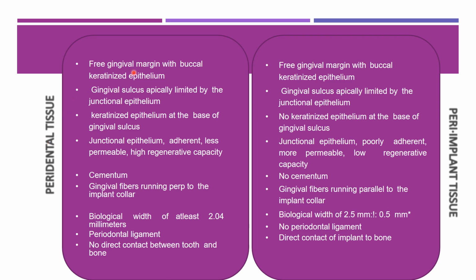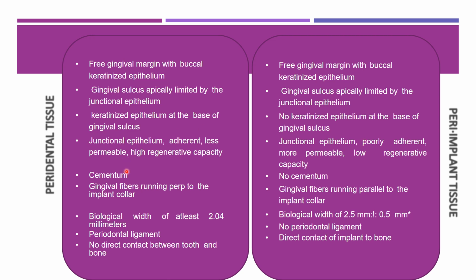So free gingival margin with buccal keratinized epithelium. So both the areas there will be there, and gingival sulcus apically limited by junctional epithelium. It is same in both the cases. Keratinized epithelium at the base of the gingival sulcus, whereas no keratinized epithelium at the base of the gingival sulcus. And you can see that junctional epithelium adherent, less permeable, high regenerative capacity around the tooth surface, whereas here in implant it is poorly adherent, more permeable and low regenerative capacity.